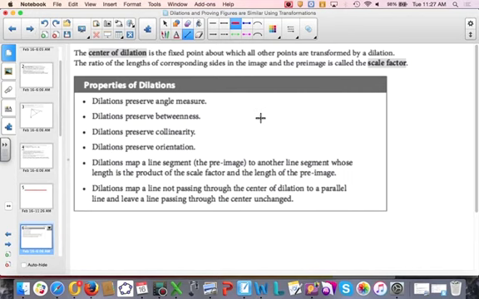A couple of properties of dilation. So we've already talked about how a dilation has a center of dilation and a scale factor. We've already talked about how dilations preserve angle measure. They also preserve betweenness, collinearity, orientation. Orientation, remember, is something that is affected by reflections. Remember that when we reflect a figure, we change the orientation. Dilations preserve that orientation.